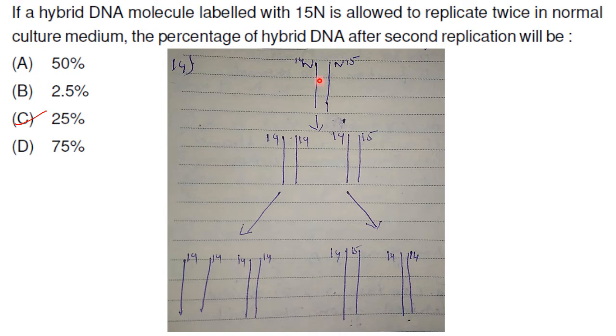DNA replication is semi-conservative. So one half will give rise to N14 and the other strand will give rise to N14-15, because it is allowed to replicate in normal culture medium. The culture medium has N14, not N15. Now it undergoes the second round of replication, that is also semi-conservative, and this is the percentage of hybrid DNA you have to calculate. If you take 100%, the hybrid DNA is only 25%. So the answer is option C.